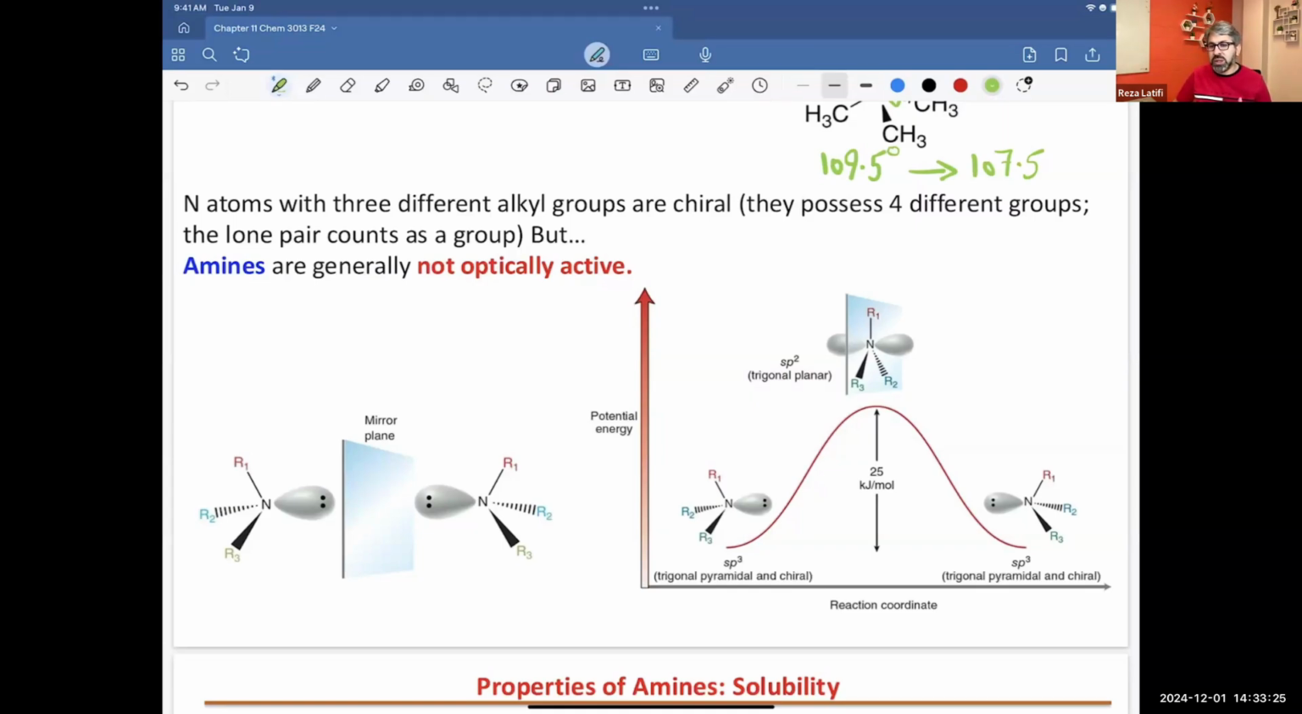But the problem is those two enantiomers can easily convert into each other. We will have inversion between them, and as a result it will be hard to separate those two enantiomers. Whenever you try to measure the optical activity, you will find it is racemic. It doesn't mean you don't have enantiomers. You do have them, but because they can easily convert into each other, they cancel the optical activity of each other, and the solution will be non-optically active.